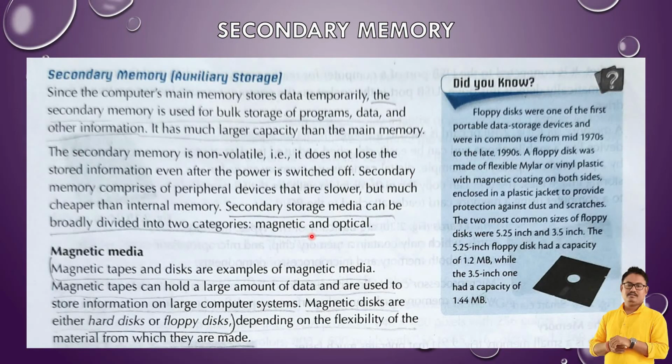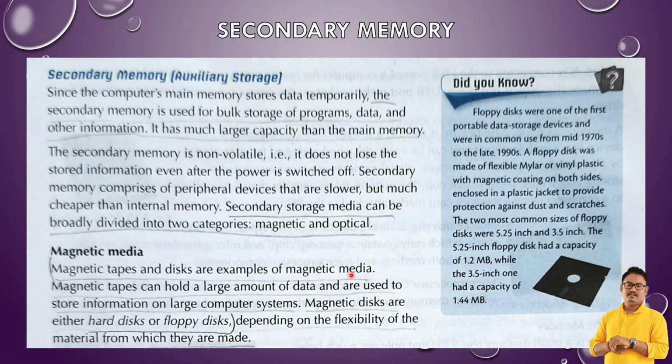So secondary memory is mainly used to store your data and information permanently. A large amount of data you can store. The primary memory, like RAM and ROM, is for random access, and the secondary memory is mainly to store data in bulk. So the secondary storage media can be broadly divided into two parts: magnetic and optical. So what is magnetic media?